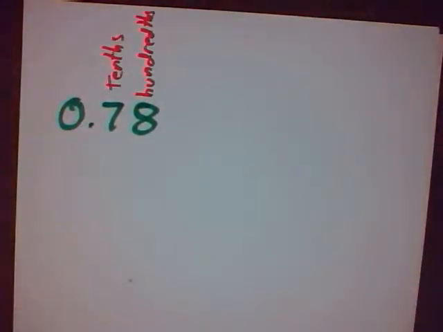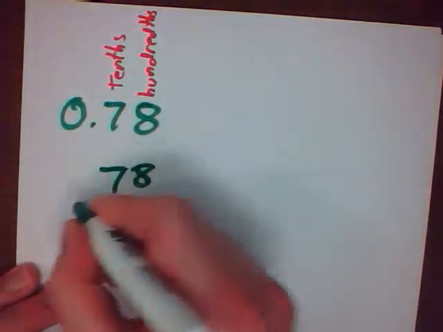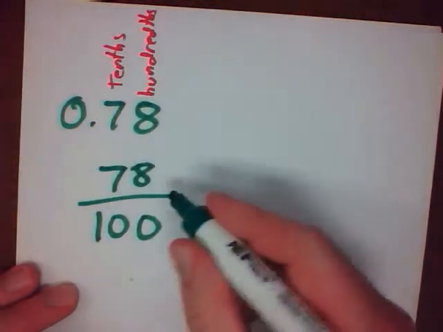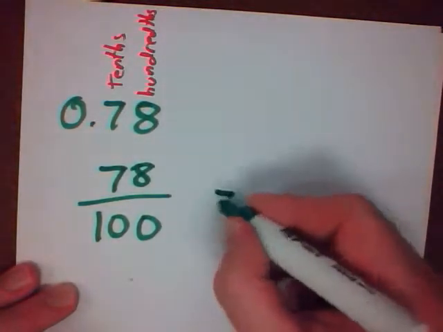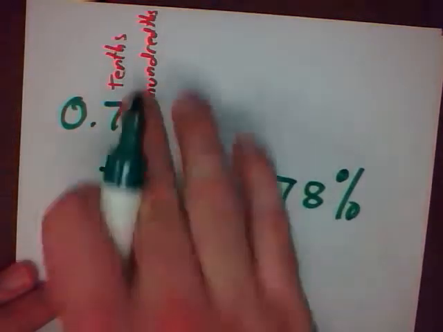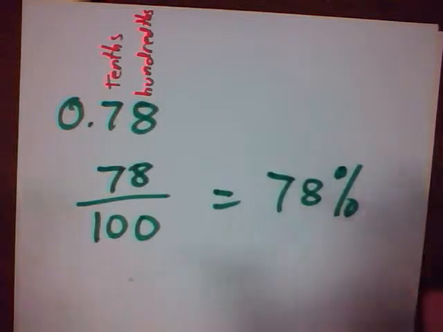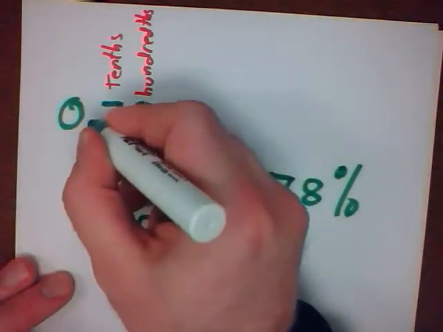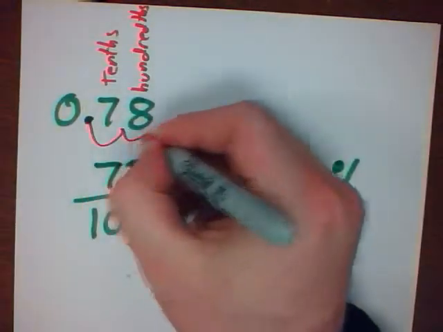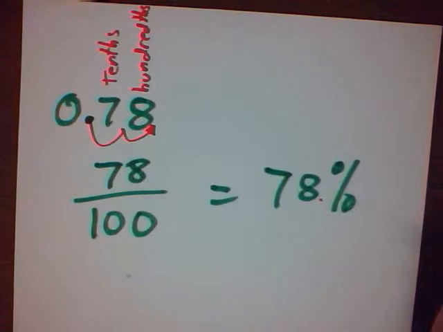So in reality, this is 78 out of 100, which I know to be 78%. Now I'm showing you this to help you understand how it works, but there's a shortcut, a much simpler way of doing it. Simply take this decimal and move it 2 spaces, and it'll be here.